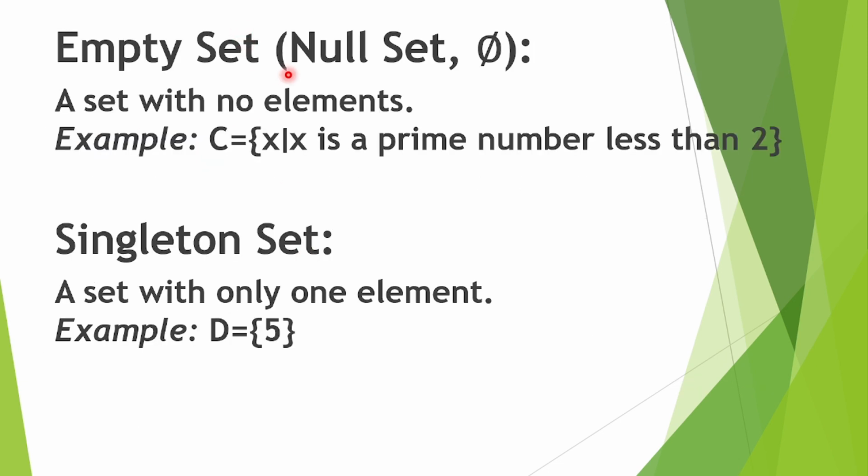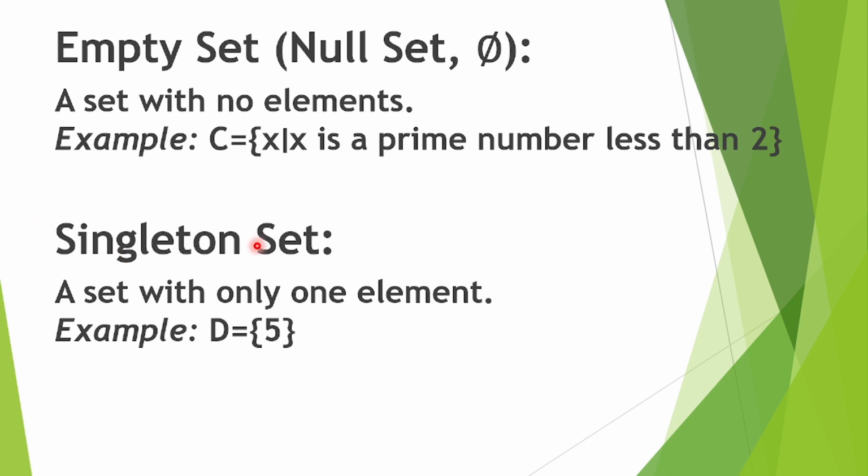Empty set or null set. This is also called a null set, a set with no elements. If there is no element in a set, we call it an empty set. For example, C = {x such that x is a prime number less than 2}. We know that there is no prime number less than 2, so it means an empty set. So an empty set, by definition, is a set with no elements.